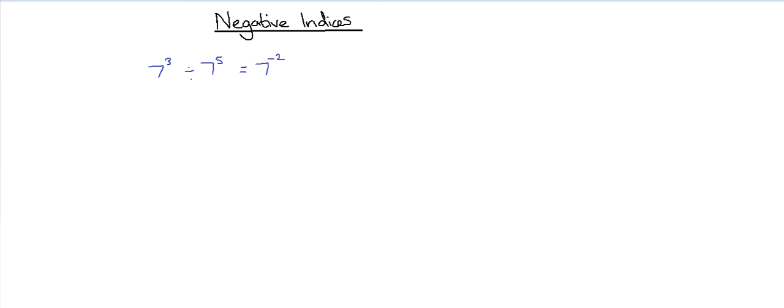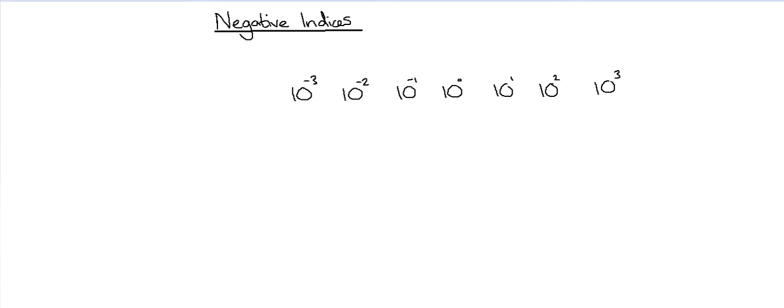I'm just going to rub that out. So there we go. Okay, so let's write some really simple indices that we know. Okay, so 10 cubed, 10 squared, 10 to the power 1. And what we're going to do is use these really simple numbers to just look for some patterns. That's what good mathematicians do.